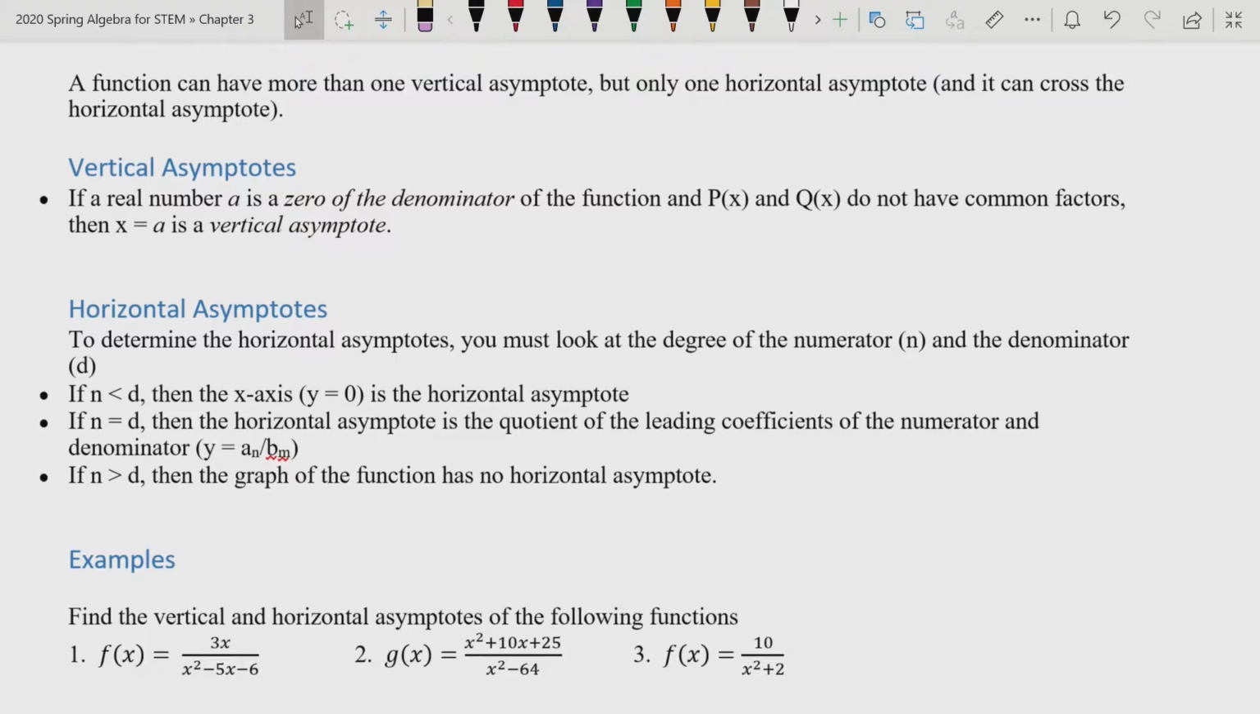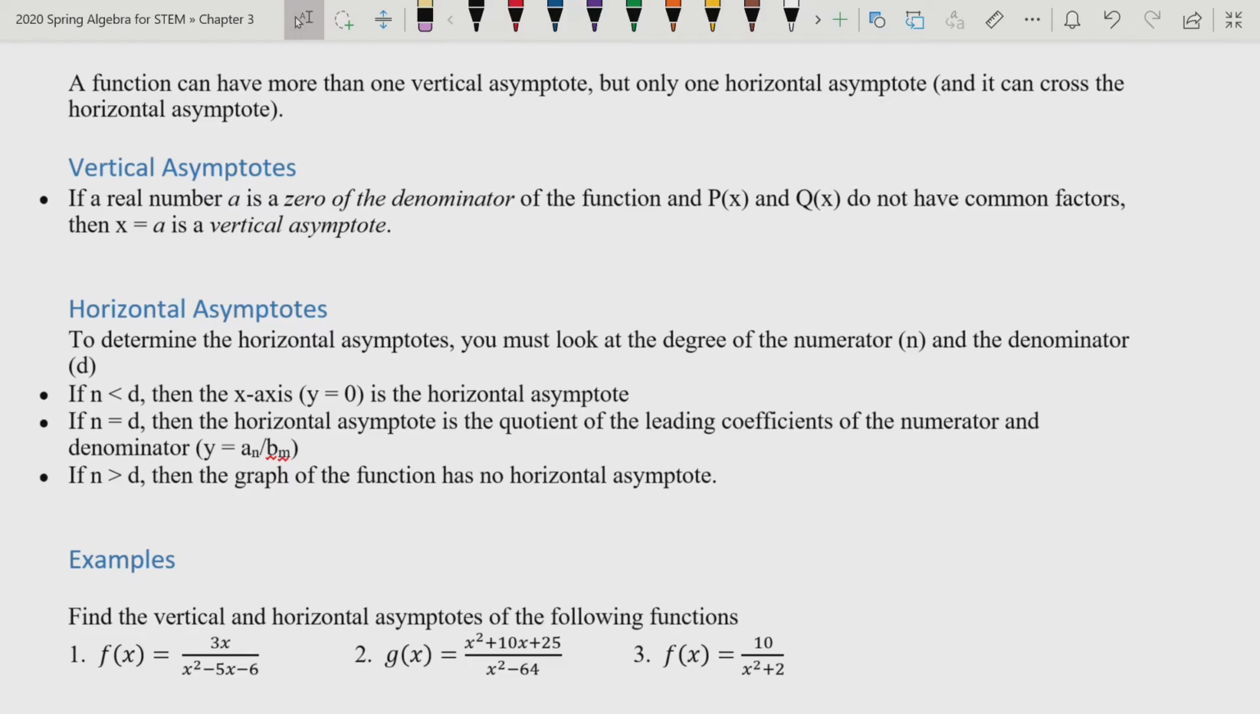A function can have more than one vertical asymptote, but only one horizontal asymptote. If a number a is a zero of the denominator of a function, and p of x and q of x do not have common factors, then x equals a is a vertical asymptote.